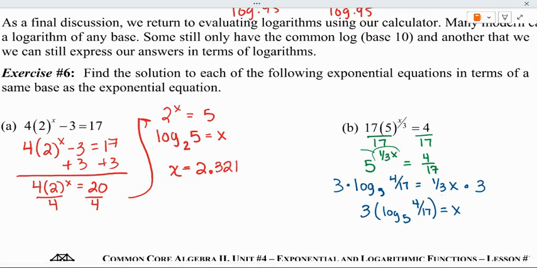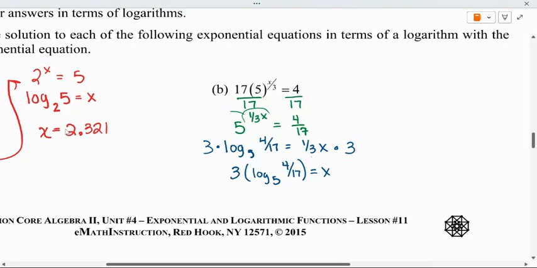So your log base button, math, log base, 5 of 4 divided by 17. So what did we get? I'll tell you what I got. I got x equals negative 2.697. Did anybody else get that? Okay.